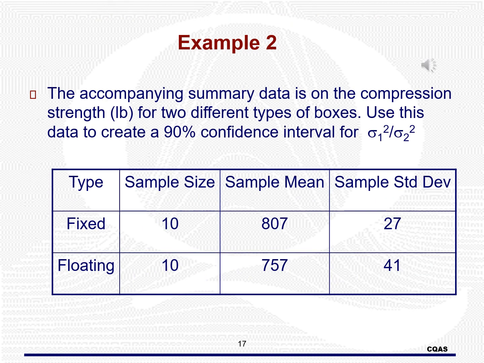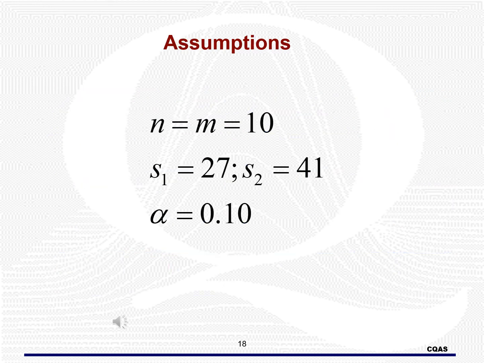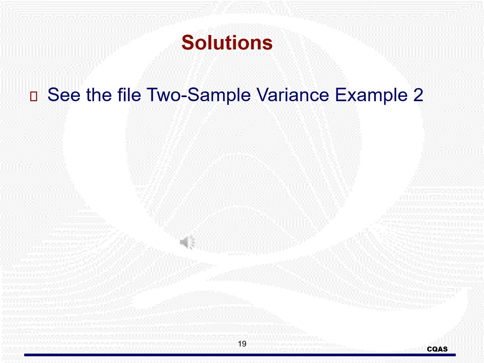We are given the summary data from a study on the compression strength of two different types of boxes. We would like to create a 90% confidence interval for the ratio of the variances. Let's look at the assumptions. We will assume here that alpha is equal to 0.1, the sample sizes are 10, and the sample variances are 27 and 41, respectively. Let's take a look at the solutions. The solutions can be found in a file called 2 Variances, Example 2. Let's look at the conclusions.